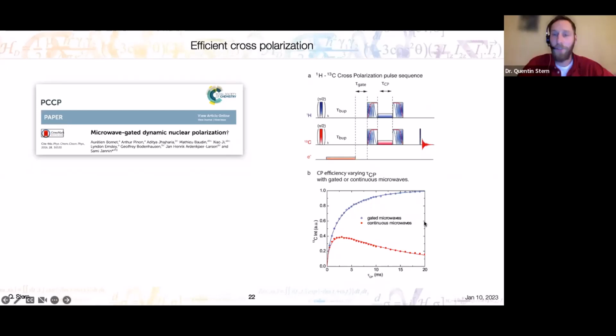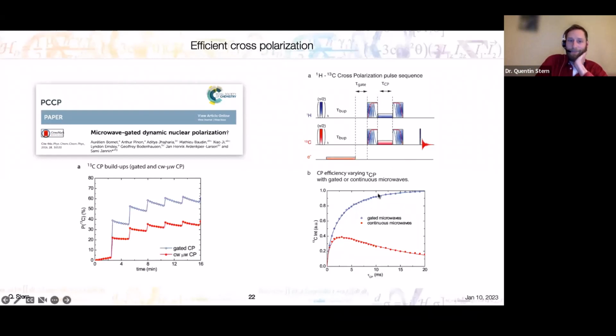Even further, another application that is really interesting for dissolution DNP is when you do a cross polarization from the protons to the carbons, you can take advantage of this. So you polarize in the first step the protons using DNP. You gate the microwave to let the electron relax, and then you do your CP. And what you see is that if you have gated the microwave, you have this blue curve here as a function of the spin lock time, or the CP time here. While if you don't gate the microwave all along, you don't go as high in polarization simply because you have too many losses during the CP.